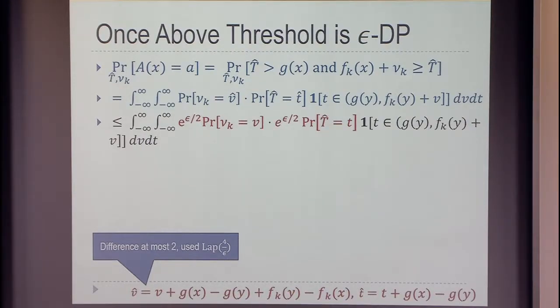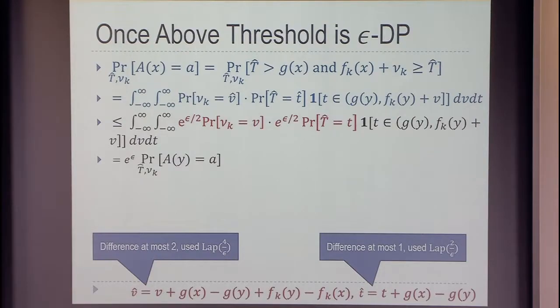And for the other term, again, this is at most e to the epsilon over 2 times that, because t minus t hat has a difference that's bounded by 1, and we used Laplace noise 2 over epsilon. So when we plug that in, we get this. And this actually concludes the proof. We started with the probability that A of x was equal to a, and we have here the probability that A of y is equal to a, and they're different by this multiplicative e to the epsilon.